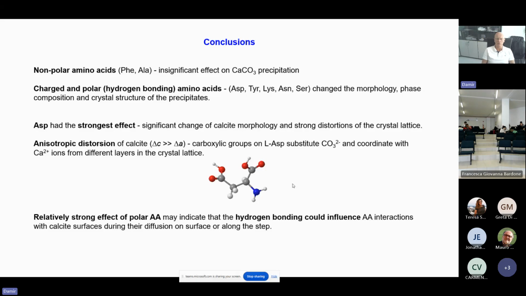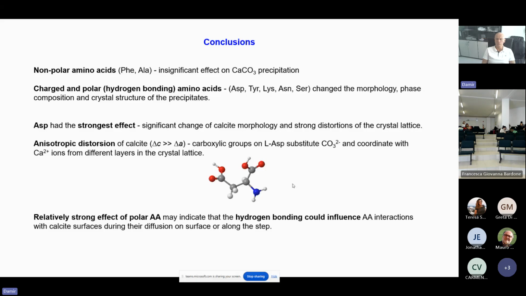The effect is the strongest for aspartic acid, which significantly changed the calcite morphology and strongly distorted the crystal lattice. We observed anisotropic distortion, which means that distortion of the lattice is much stronger in the C direction, which indicates that the carboxyl groups of the amino acid substitute carbonate groups and coordinate. It has two carbonate groups coordinating with calcium ions from different layers.